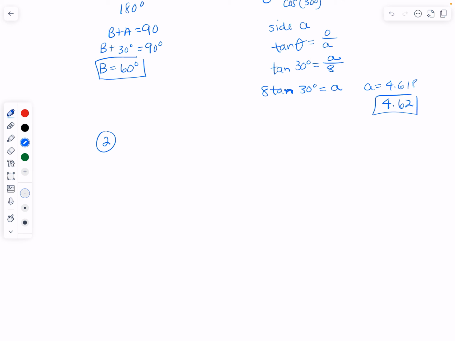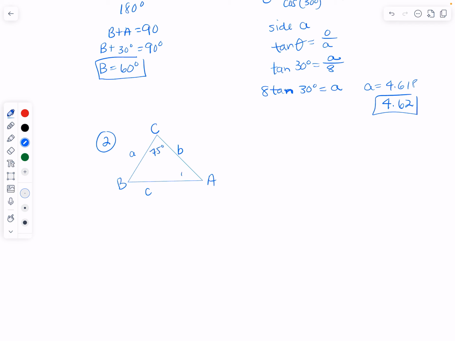Okay, let's move on to number 2. So number 2 says solve the triangle. And I got to draw this out really quick. Solve the triangle. So I have angle C, angle B, and angle A. And then side A is across from angle A, side B is across from angle B, and side C is across from angle C. C was 75 degrees.